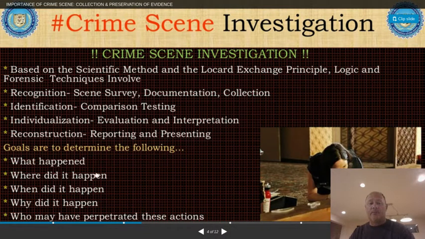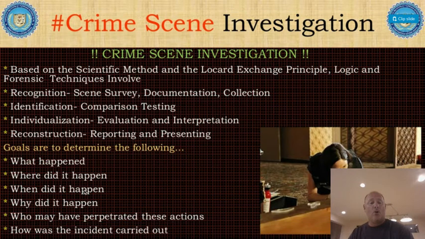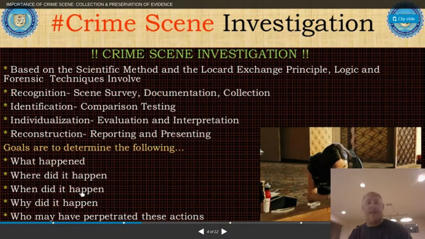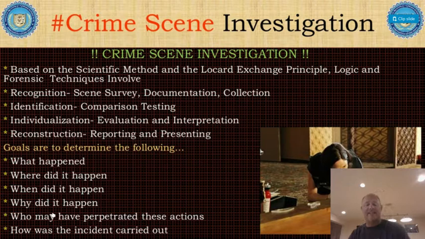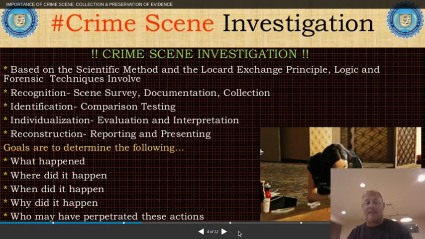What happened? Where did it happen? And you might not be at the primary crime scene. When did it happen? When was the time of death? Why did it happen? Who may have perpetrated these actions? Okay, and there's another one down there that I'm being blocked out on. But who, what, where, when, why, and how? Okay, how was the incident carried out? Those are the six basic types of questions, and we're just applying that to the crime scene investigation.